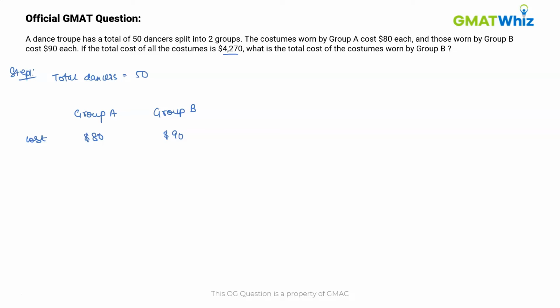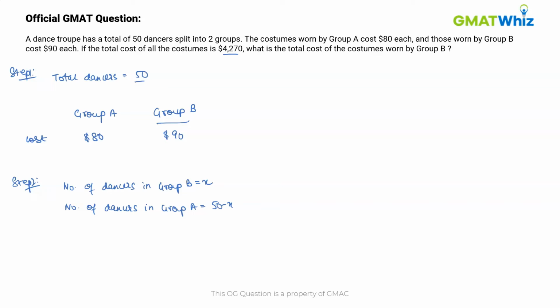Now, since this is all the information that we can get from the question, we move on to step 2. To find the total cost of the costumes, we need to find the total number of members in Group B. Since no information is given about the splitting of the dancers into the two groups, let's assume the number of dancers in Group B to be equal to X. Then, if the total dancers are 50, the number of dancers in Group A will be 50 minus X.